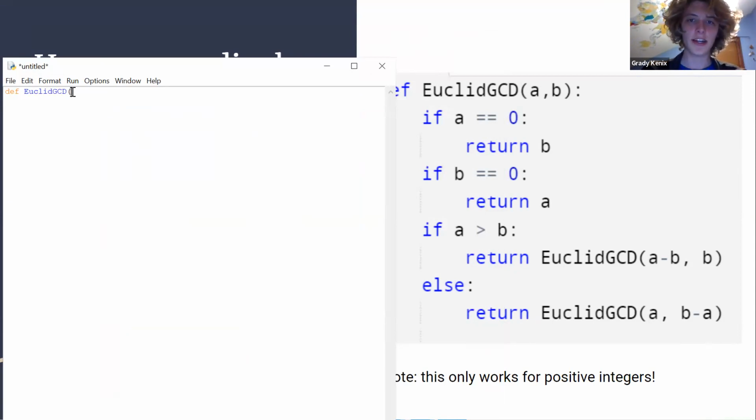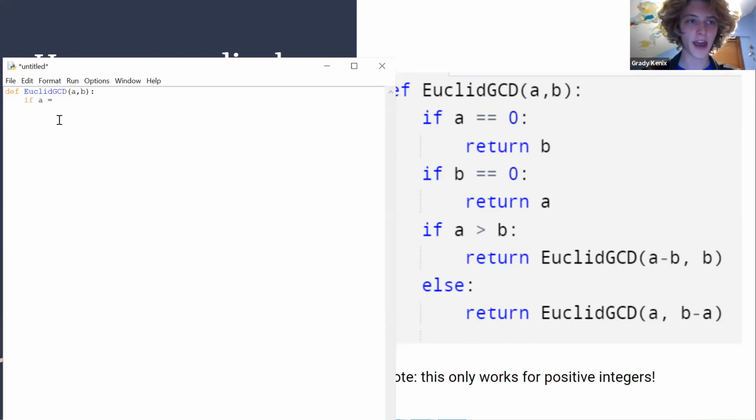So def euclid_gcd(a, b). What this means is basically just we're defining a function. And what the function is going to do is it's going to take two numbers called a and b, and it's going to find the GCD of them, and it's going to give that back to us. So this is just an implementation of everything we've been talking about for the last like 4 slides.